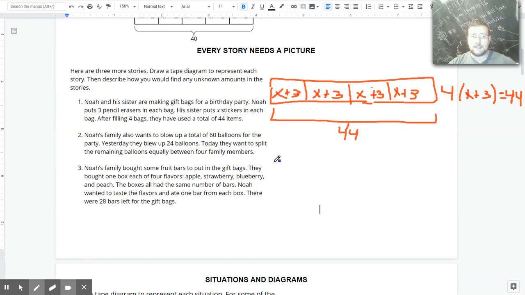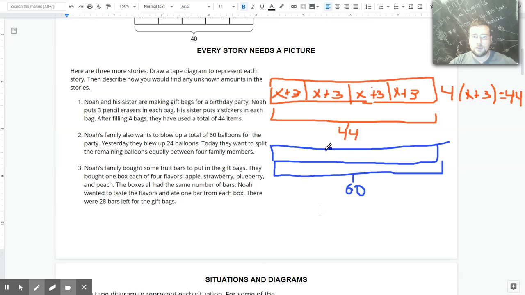Okay, so here we have 60 total balloons, right? So we have the bracket representing 60, and we're going to split these balloons between the 4 family members. But before we could do that, they already used up 24 of them. So there's a chunk of 24 balloons that is gone. And then they get the rest of it and split it into 4 people. And so now we have a visual representation for the problem. And you can very quickly realize that the equation we need to solve is 4x plus 24 equals 60.